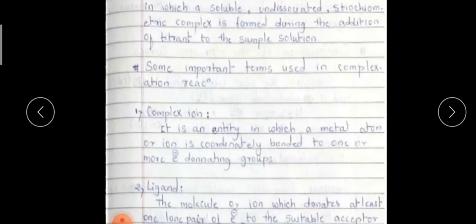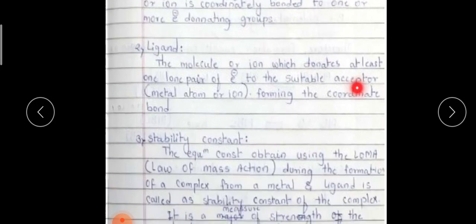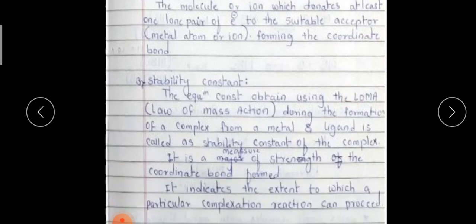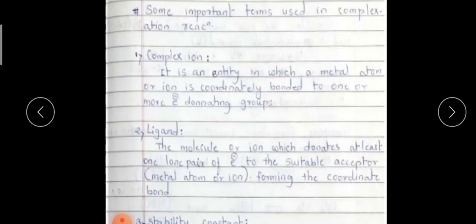Complex ion is nothing but the entity or moiety in which the metal atom or ion is coordinately bonded to one or more electron donating groups. Ligands: the molecule or ion which donates at least one lone pair of electrons to a suitable acceptor, metal atom or ion, forming the coordinate bond. Stability constant: the equilibrium constant obtained using the law of mass action during the formation of the complex from a metal and a ligand is called the stability constant of the complex. It is a measure of the strength of the coordinate bond formed. It indicates the extent to which a particular complexation reaction can proceed. These important terms are there.